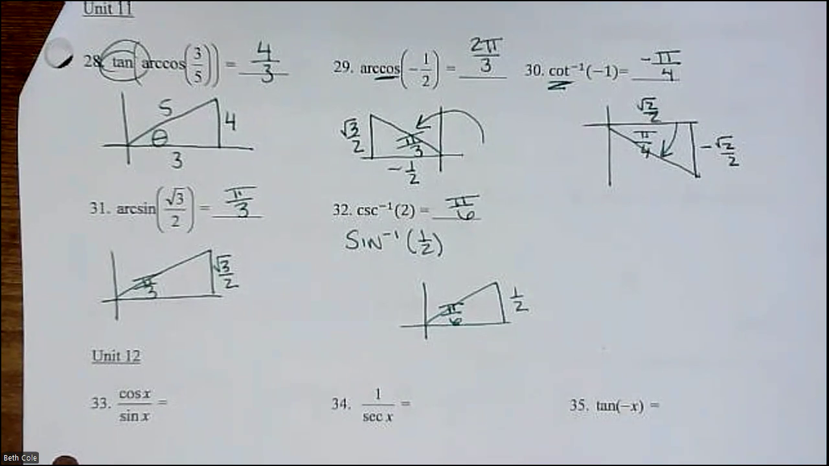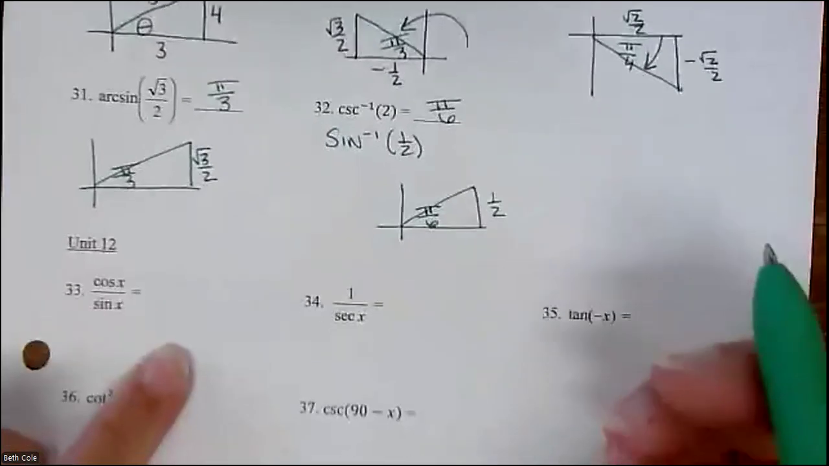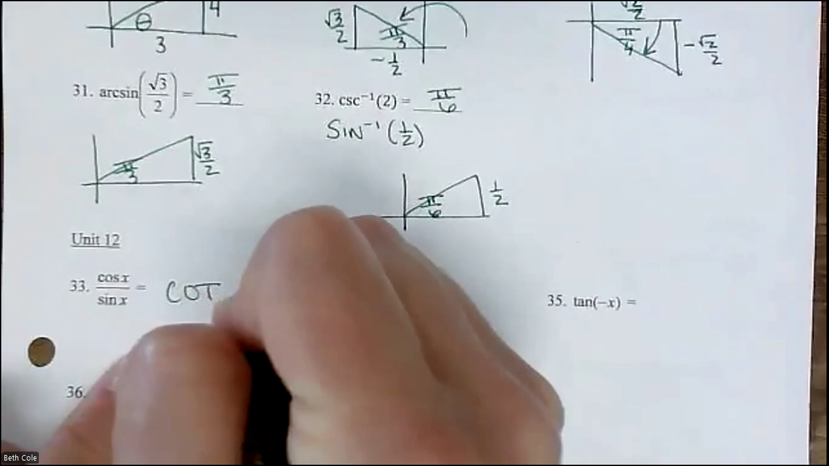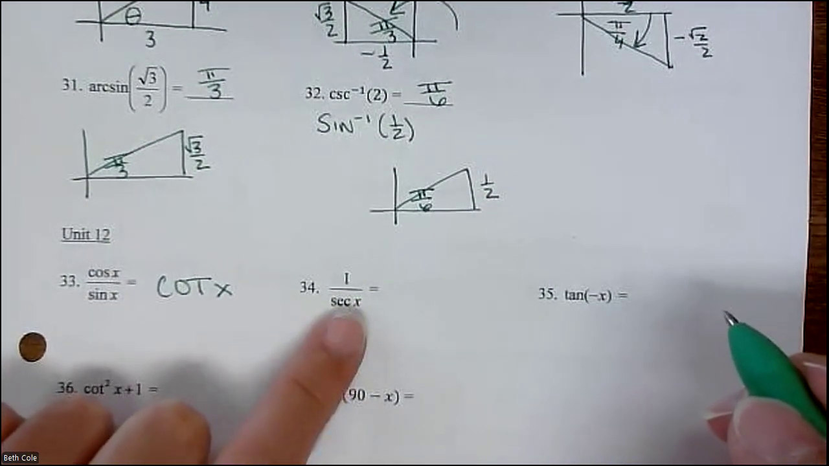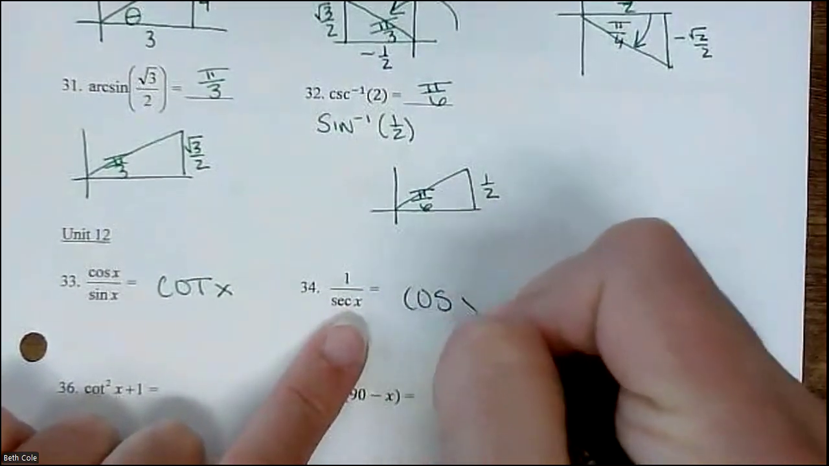This next one was the identities. I made them all ones you could do without doing any work though. All right, they're all like just answer it. Cosine over sine is cotangent. Reciprocal of secant is cosine. Good.